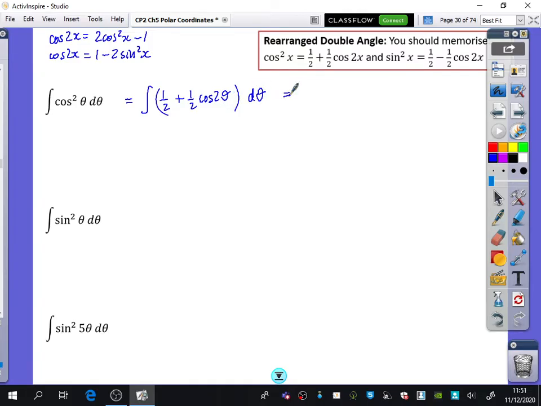Can I just quickly point out the way I like to memorize these? Sometimes people write it as a half cos 2x plus a half. I prefer doing a half plus a half cos 2x because it mirrors the one with sine, and then all you need to remember is that sine is the one that goes with the negative. So when I integrate this, I'm just going to have a half theta and what? And a quarter sine 2 theta plus c.